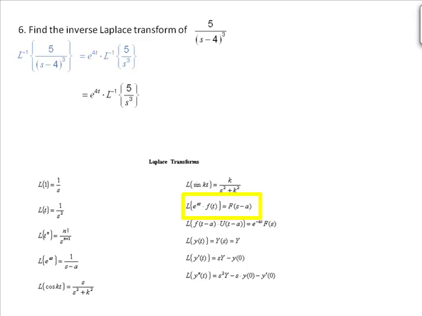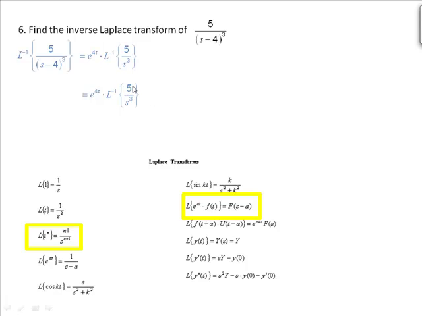Not sure why I had that copied, but here we go. Where n is 2, 2 plus 1 gives me s to the third. And because n is 2, I need a 2 factorial at the top. And so 2 factorial is 2 times 1, which is just 2.